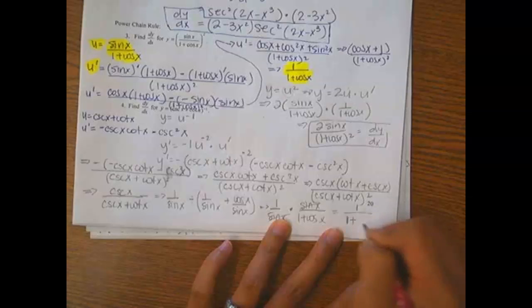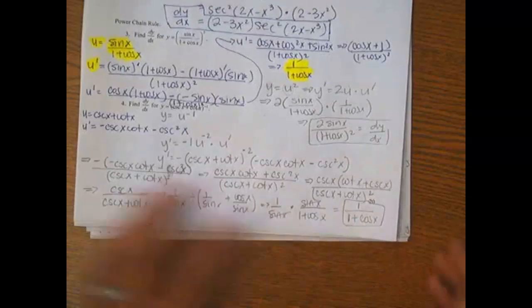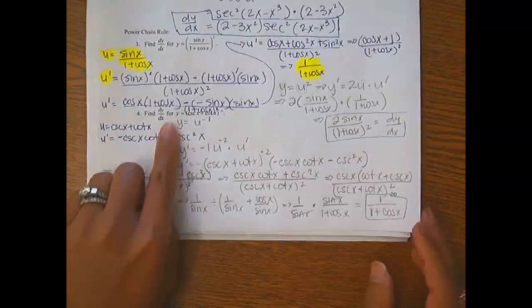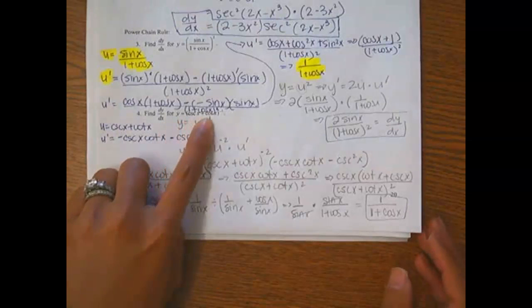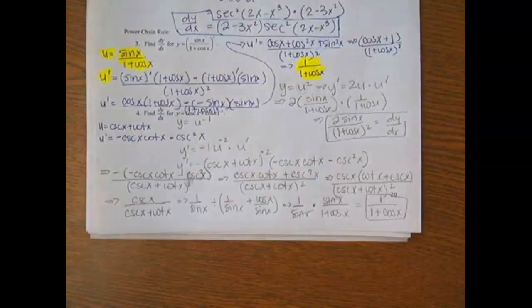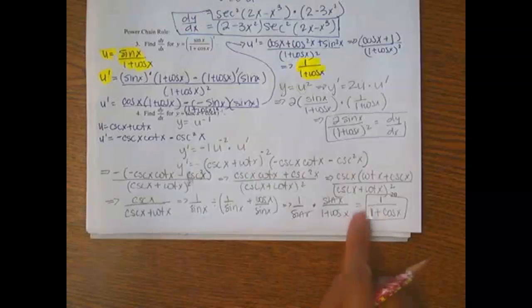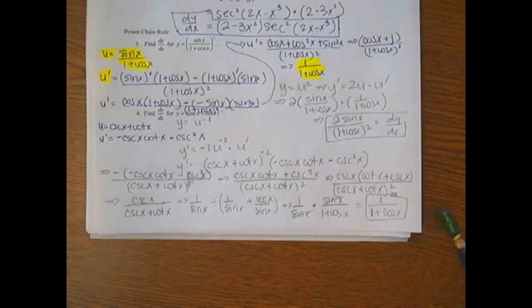1 plus cosine of x is the derivative of cosecant of x plus cotangent of x all to the power of -1. And yes, you have to go all the way here. Okay, this is simpler than that. So make sure you go all the way here, please. So I'm going to give you another minute to copy it down.